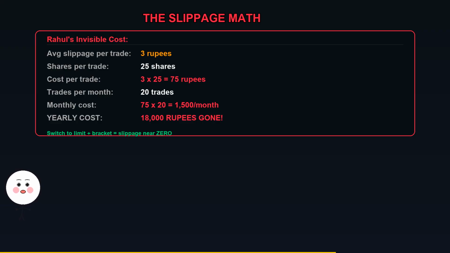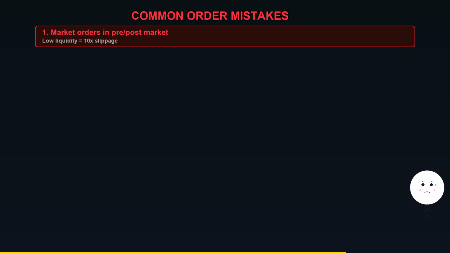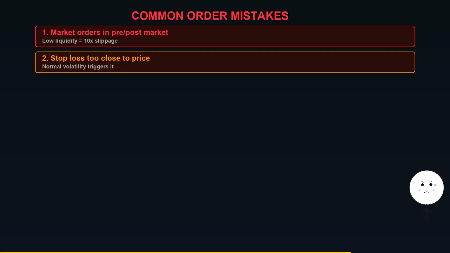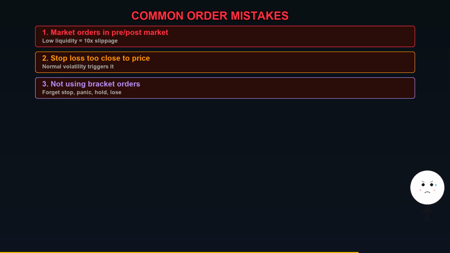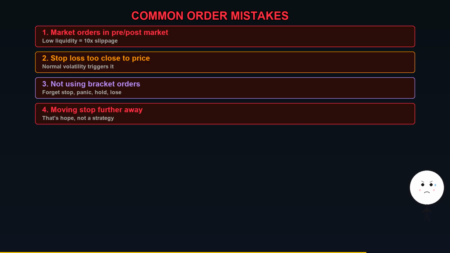Switch to limit orders for entries and bracket orders for management. Slippage drops to near zero. 18,000 saved per year. Common order mistakes. Mistake 1. Using market orders during pre-market or post-market when liquidity is low. Slippage can be 10 times worse. Mistake 2. Setting stop loss too close to current price. Normal volatility triggers it. You get stopped out, and then the stock moves in your direction.